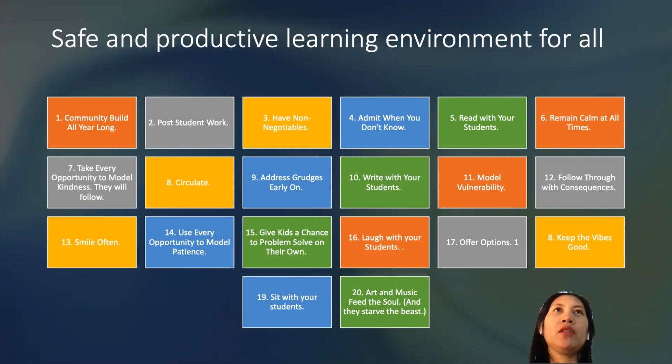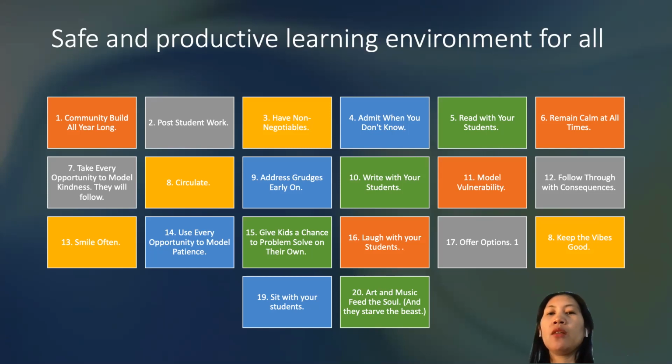Okay, let's be calm. There are some situations where we need to be calm. Number 7, take every opportunity to model kindness, and the students will just follow. Just be kind. Number 8, we need to circulate around our classroom, not just sit on our teacher's chair. We need to circulate so we can monitor each of our students. And if there are some grudges from one student to another, we need to address it early on so it won't pile up and add to the students' stress. We need to solve these issues right away.